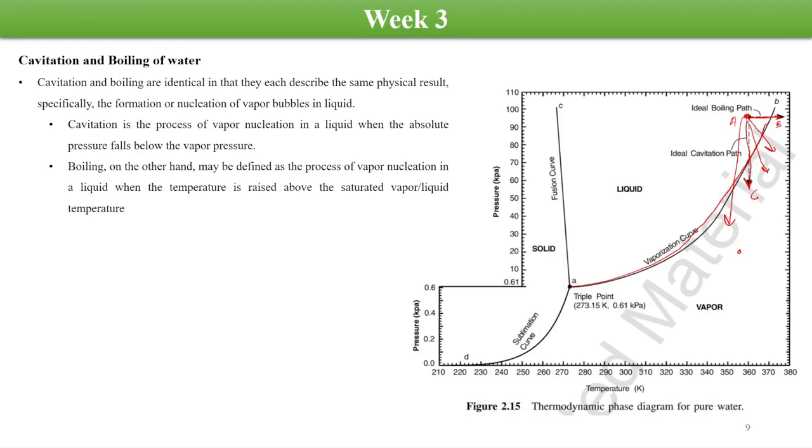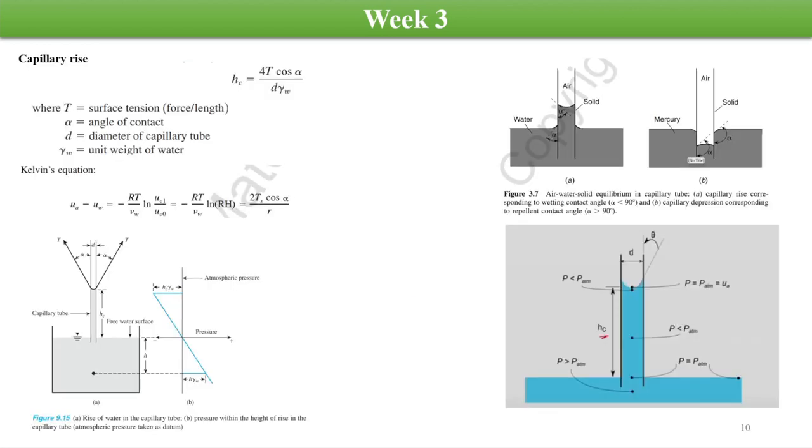And the point which you see here, point A, is the triple point. The temperature and pressure at this point are defined as 273.15 K, that is 0 degrees Celsius, and 0.61 kilopascal.